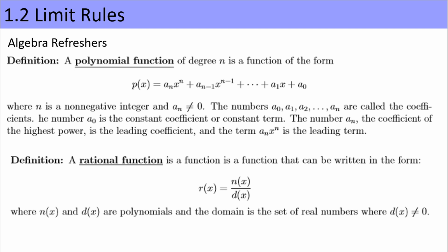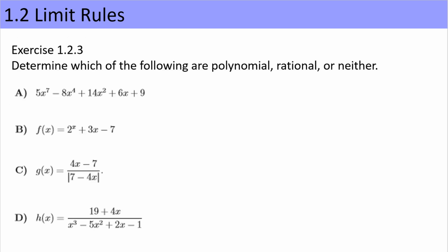Definition. A rational function is a function that can be written in the form r of x equals n of x, to suggest numerator, divided by d of x, to suggest denominator, where both n of x and d of x are polynomials and the domain is the set of real numbers for which the denominator does not equal 0.